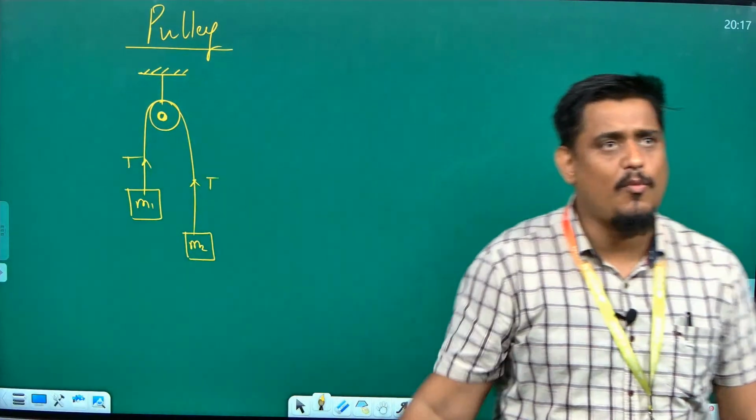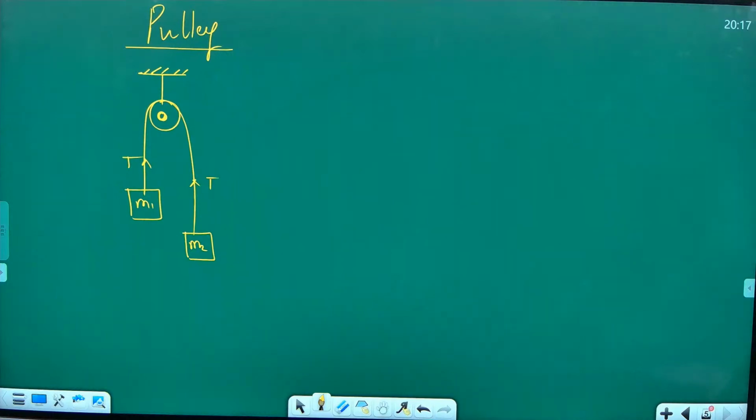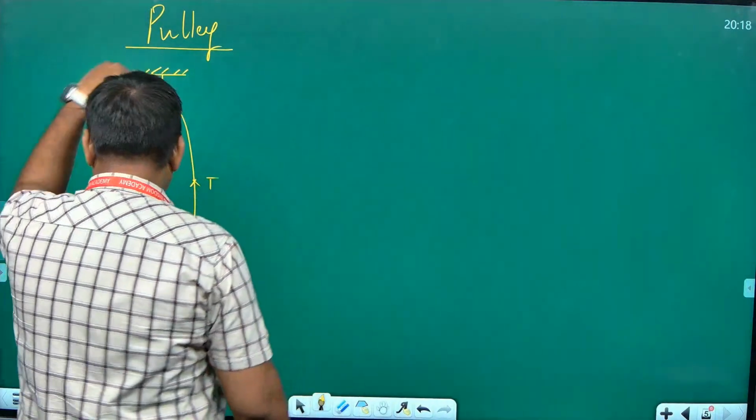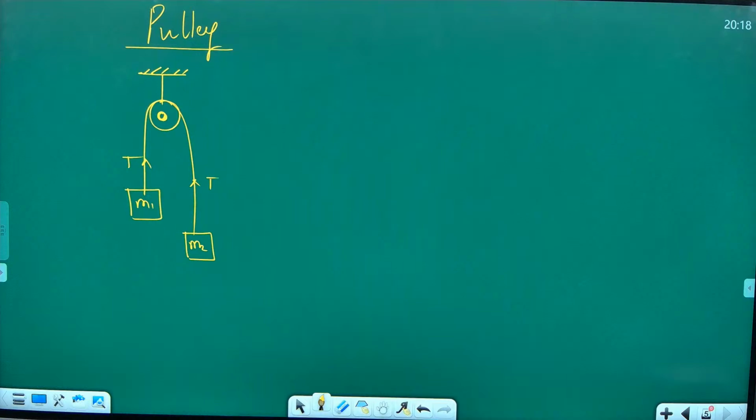Okay. Now, my question is whether the pulley will move towards the right or towards the left. Whether m2 will go down and m1 will go up, or m1 will go down and m2 will come up. Sir, m1 will go down. How did you decide? Sir, because mass 2 is heavy. How can you say that? I have not told the values of m1 and m2. Without knowing the values of m1 and m2, how can you comment on that?